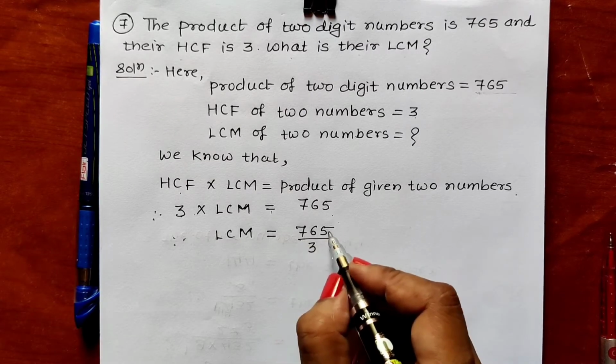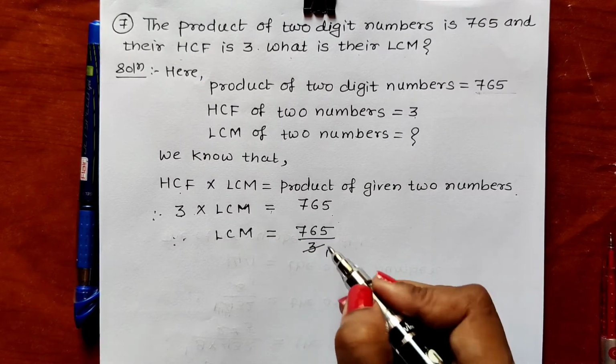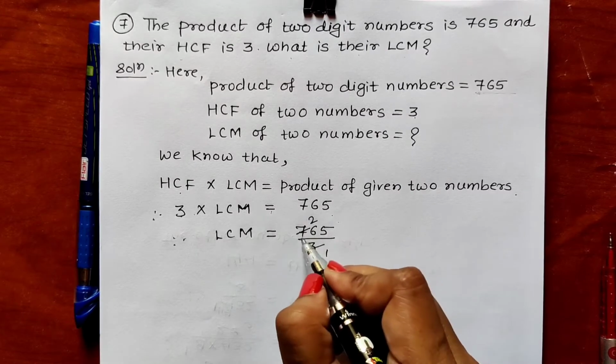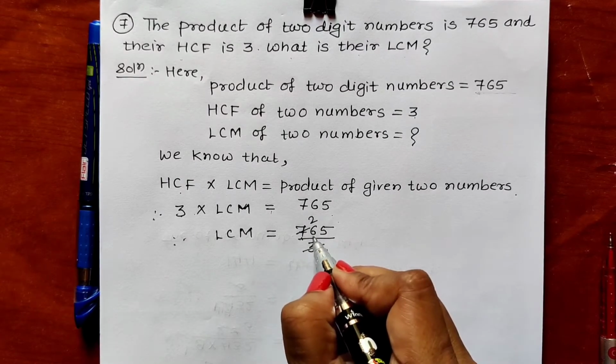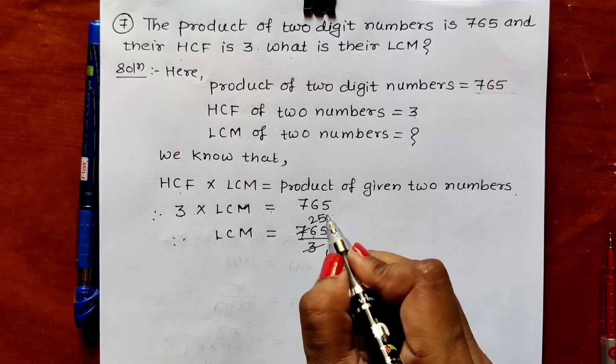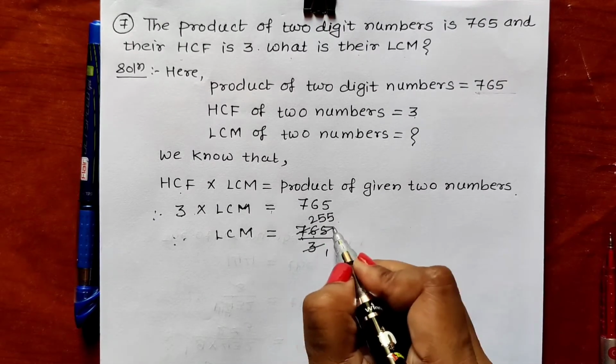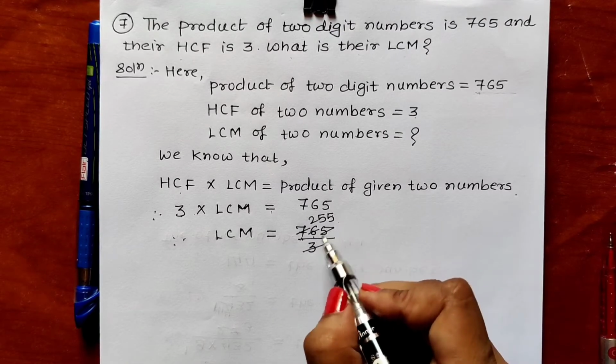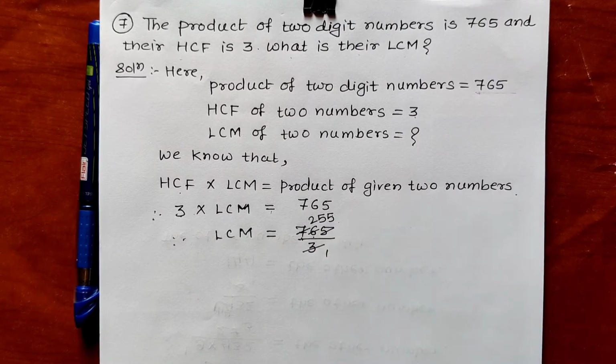That means we can divide 765 by 3. 3 1s are 3. 3 2s are 6. 7 minus 6, 1 remaining. This 6 means 16. So we have to write 3 5s are 15. Again I told you that if you are not able to do it orally, you can do it in rough.